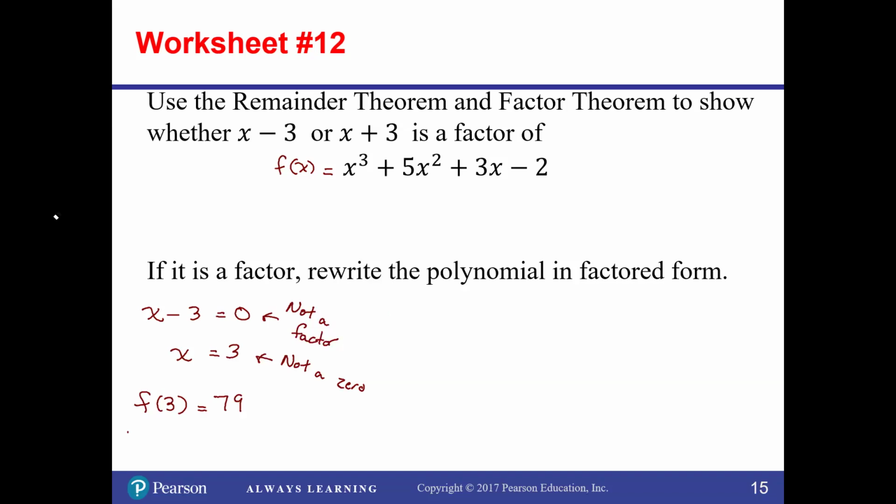All right, now let's do the other one. So the other one is x plus 3. We want to see if that's a factor. So we set that equal to 0 and get x is equal to negative 3. So that means we need to figure out what f of negative 3 is, which would give me 7. So once again, that is not a 0, and this is not a factor.